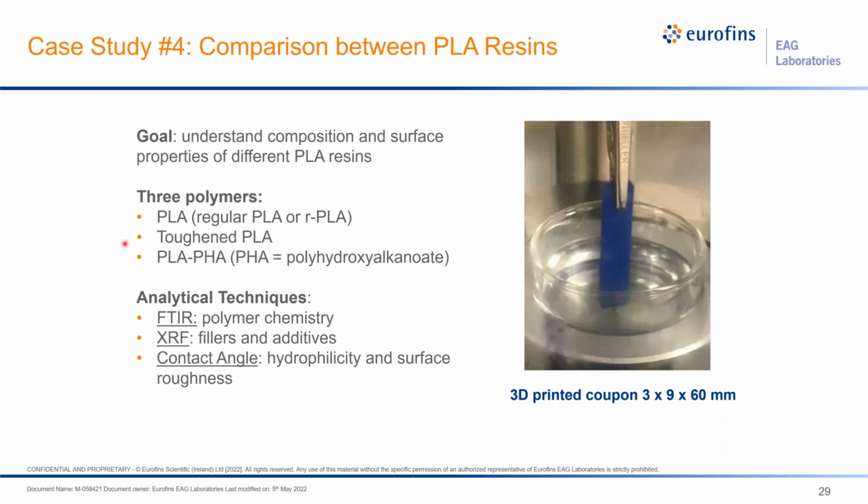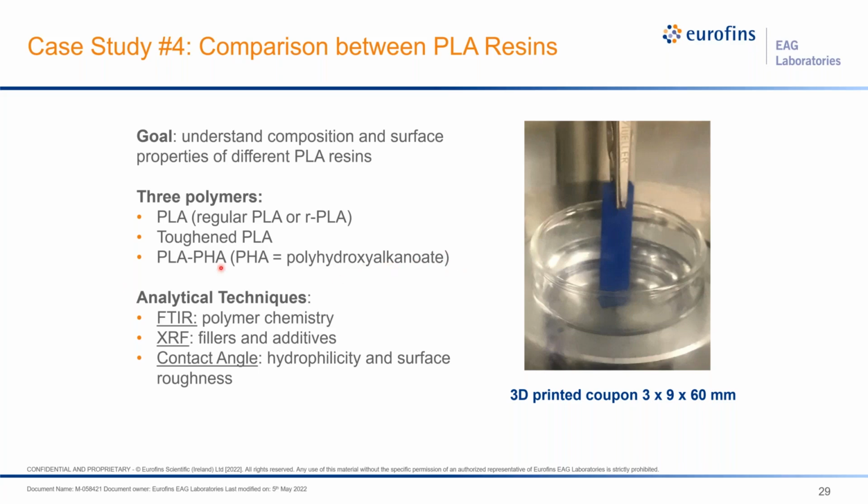In addition, we have something called toughened PLA. Again, I don't really know what makes it toughened, but apparently it has better mechanical properties. And then we have a copolymer of PLA and PHA. And PHA is polyhydroxyalkanoate. So this is a biodegradable polyester type of material.